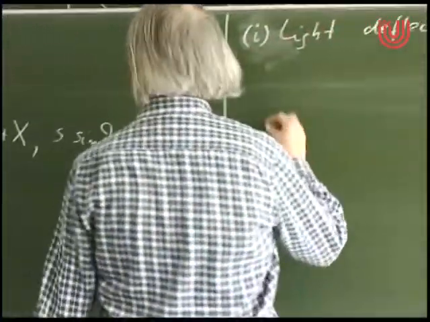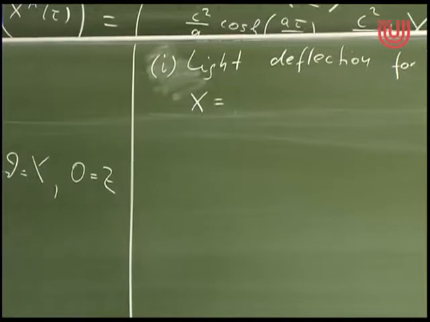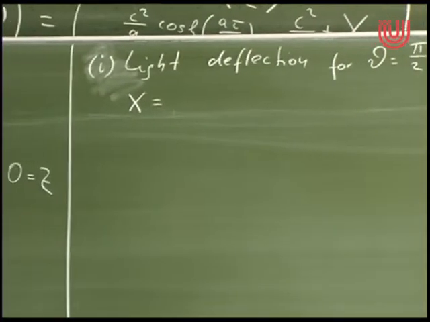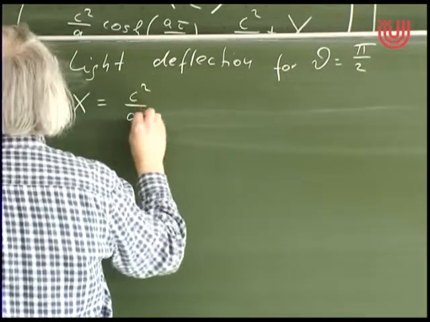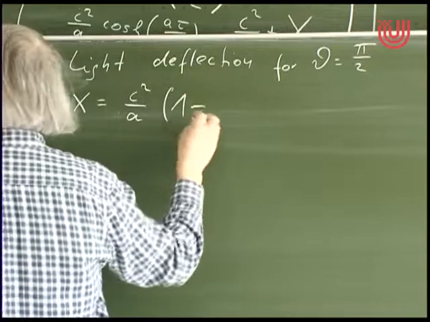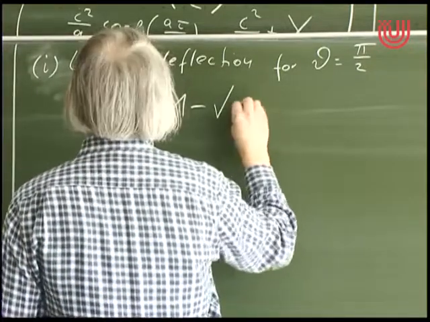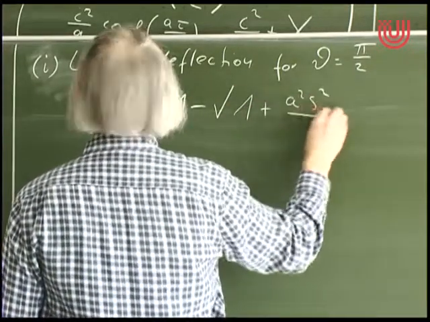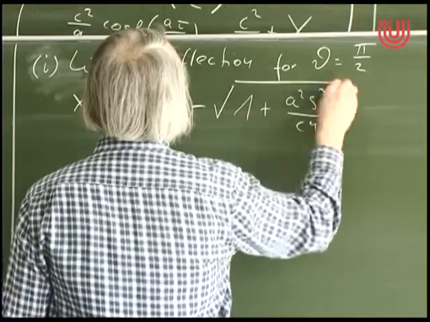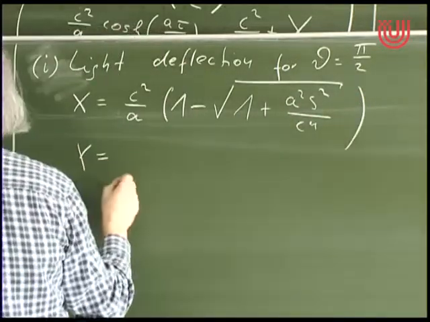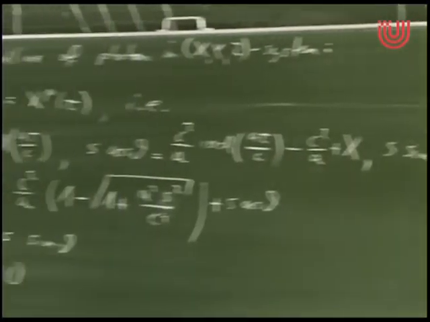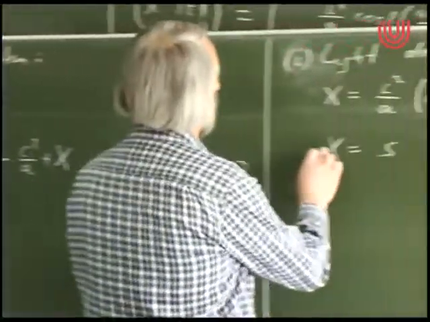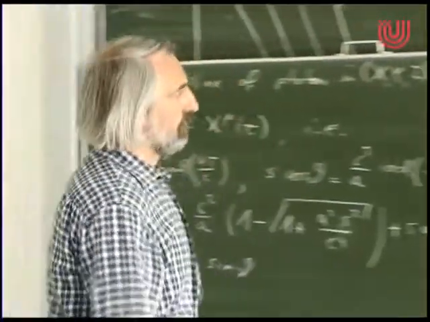So then we have X, so cosine of π/2 is 0, right? So this term is just not there. So we have c²/a times 1 minus the root of 1 plus a²s²/c⁴. And Y is s times sine of π/2, which is 1. And Z is of course 0. I don't write this because it's always 0. So the relevant things happen in the XY plane.